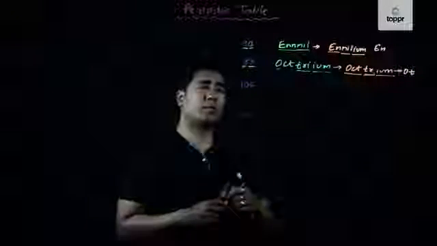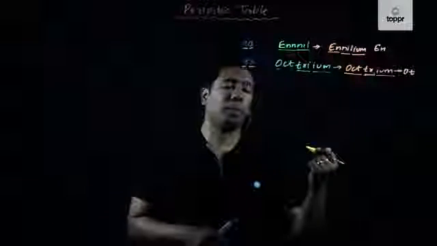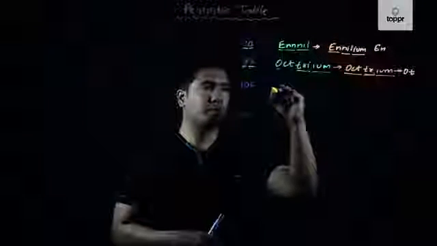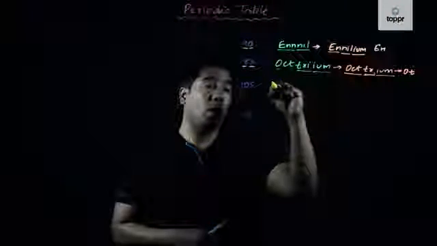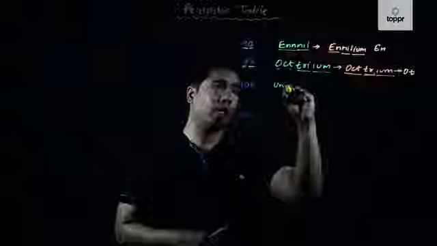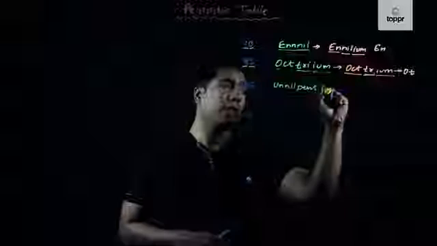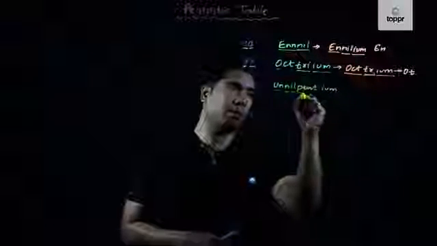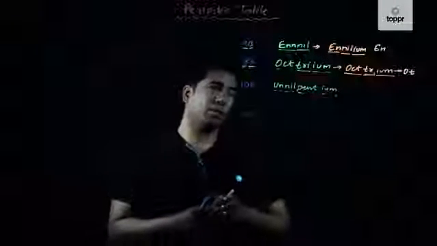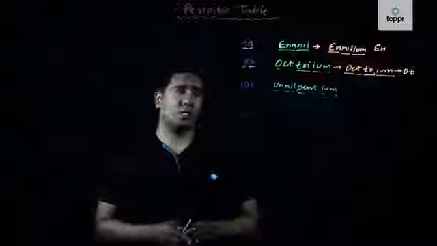In the next case, this will be 105. Let us look at what the name will be. 1 stands for un, and 0 stands for nil, and then 5 stands for pent, and then finally IUM. So we have the first part of the name, second part, third part, and fourth part of the name, the fourth part obviously being constant for all the elements. In this specific case there will be no exception. This was just a general example.